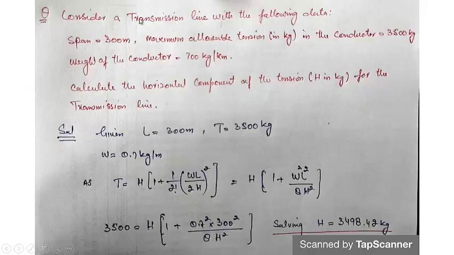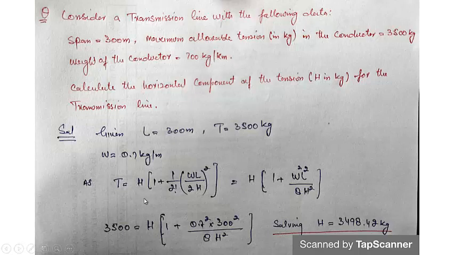Now consider a transmission line with the following data. Span length is 300 meters. Maximum allowable tension in the conductor is 3500 kg, that is actually T. Weight of the conductor is 700 kilogram per kilometer. Calculate the horizontal component of tension, that is H in kg, for the transmission line. Given L is equal to 300 meters, T is equal to 3500 kg, W is equal to 0.7 kg per meter. When you calculate this in terms of kg per meter, you have to divide by 1000.